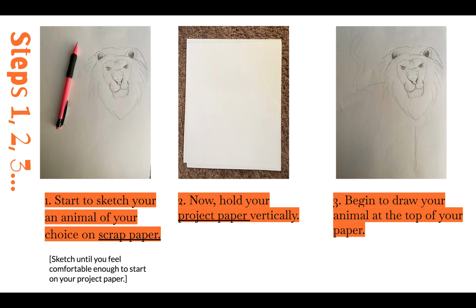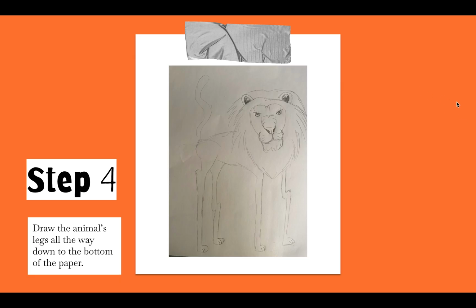Number 3, begin to draw your animal at the top of your paper. Because the legs are so long, it'll probably take up a greater portion of the project paper, so you want to make sure that you start drawing the face of your animal towards the top. Step 4, draw the animal's legs all the way down to the bottom of the paper. This will give that Daliism effect.